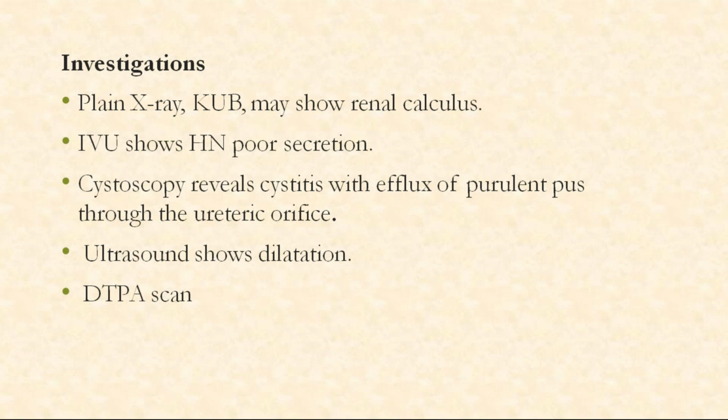The next one is ultrasound. Ultrasound of the abdomen shows dilatation of the kidney because of accumulation of pus within the kidney parenchyma. Next, DTPA scan. DTPA scan is useful to know the functional status of the kidney. So these investigations are to be done.